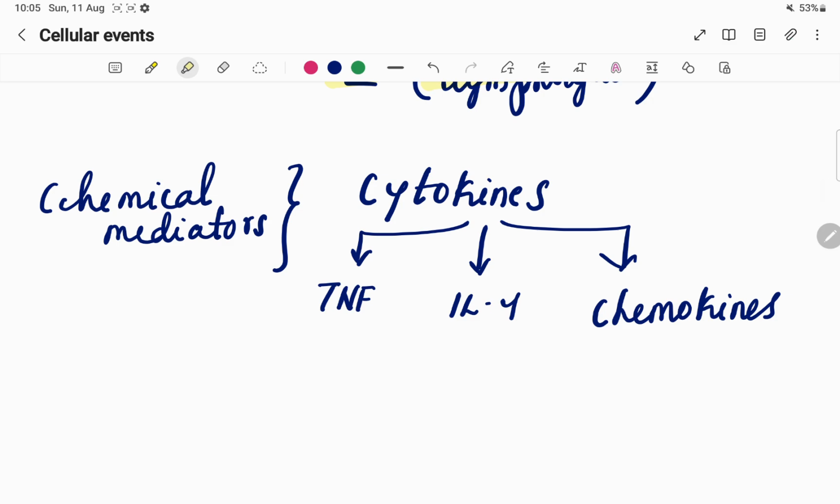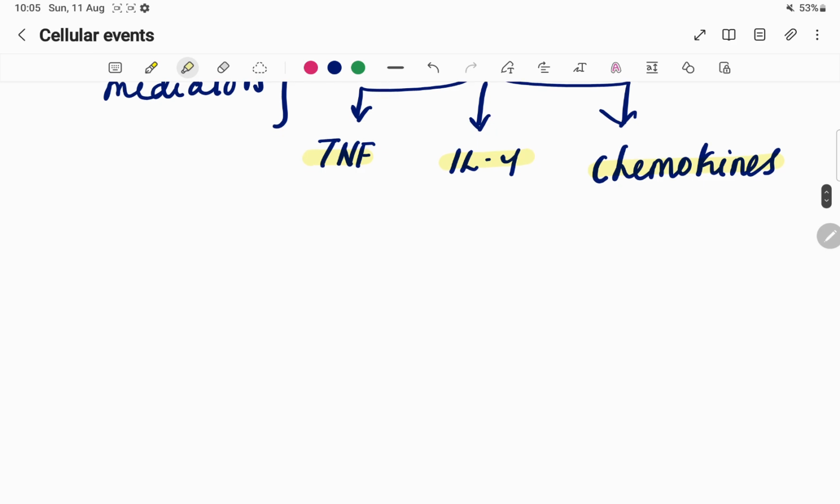And the chemical mediators involved in rolling are mainly cytokines: the tumor necrosis factor, the interleukin 1s and the chemokines. So these are all about rolling.